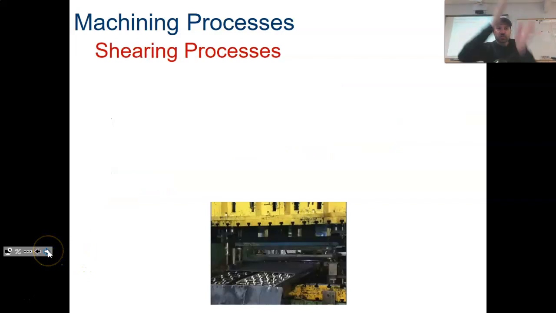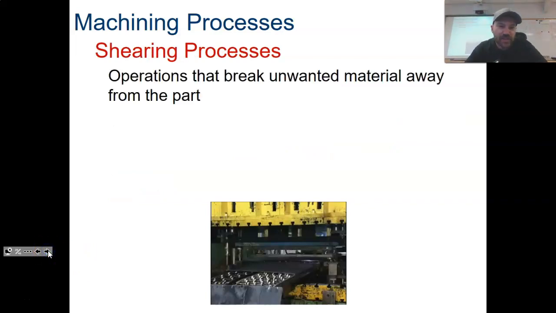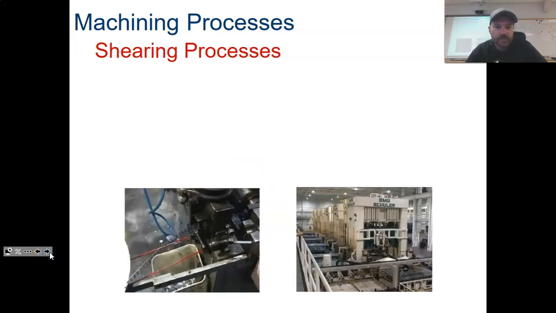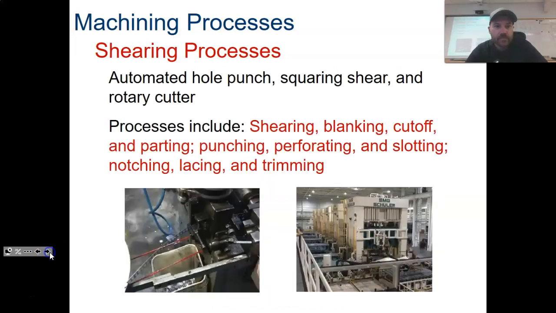Shearing is big scissors. You can take sheet metal and you can cut it. You can cut things. You can put holes. So you can punch holes for, maybe you need a plug, like a USB plug that goes in there or something. You can do all of that. Notching, lacing, trimming, perforating.